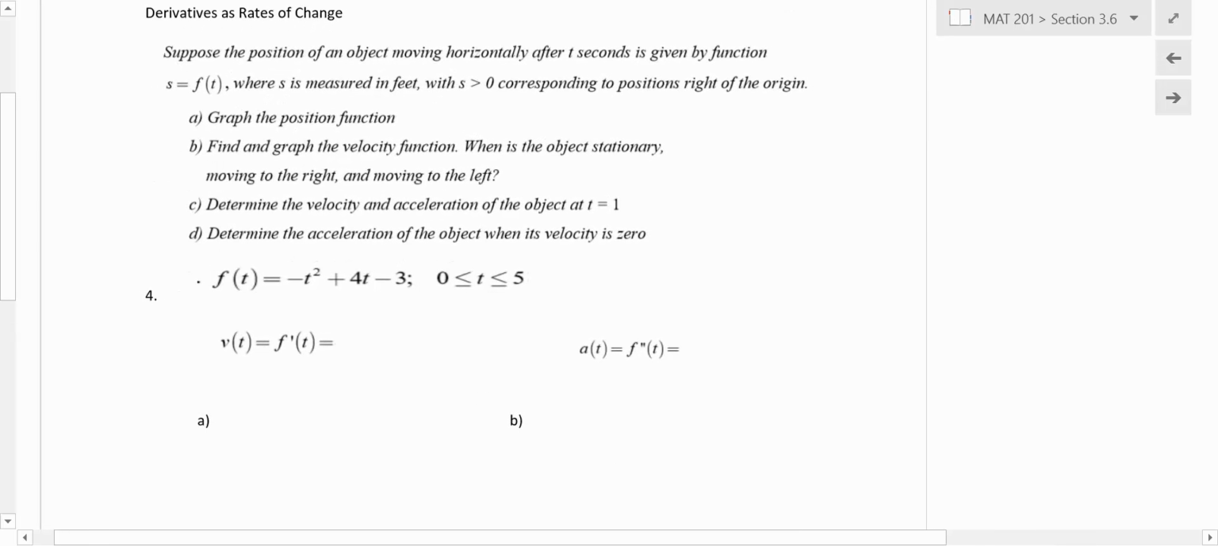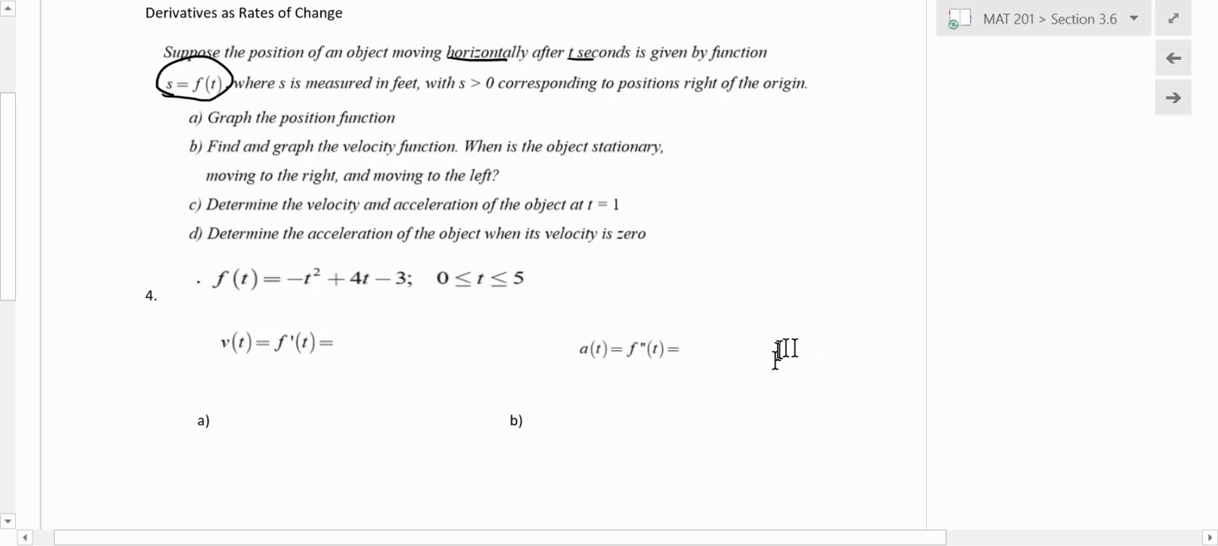Okay, which is pretty similar. Want to work with this just a little bit more. Okay, so this problem says you have an object moving horizontally after t seconds. So we have that function. So we're going to graph the position function, which I gave you down here. And we're going to find and graph the velocity, and then we're going to answer several questions about that.